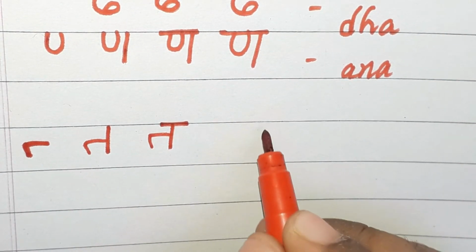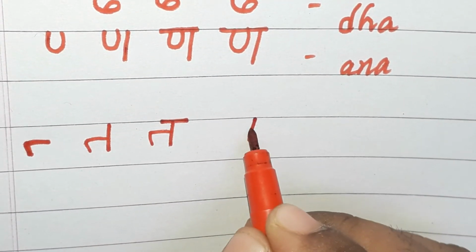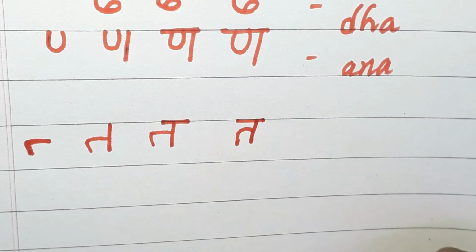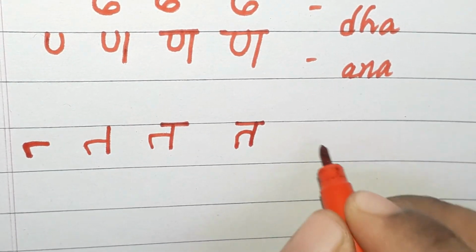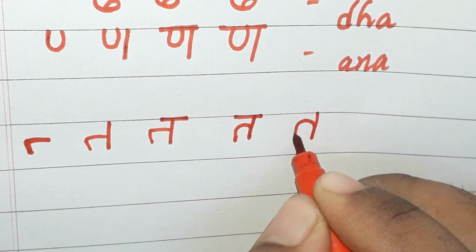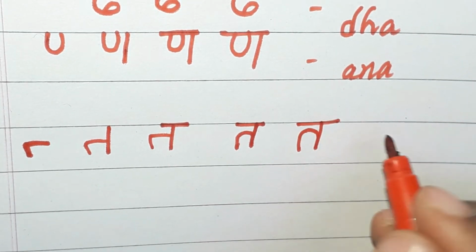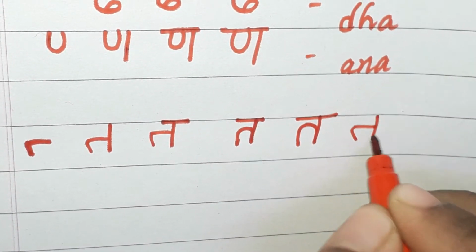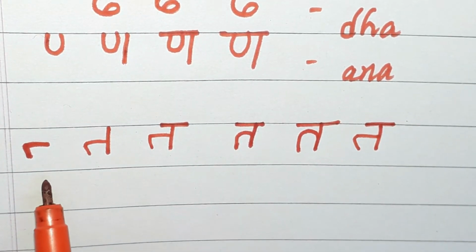But in an easier way we can write a standing line like this. It depends on us. See how I am writing, like this also we can write, or else we can write like this. See, any way you can write.